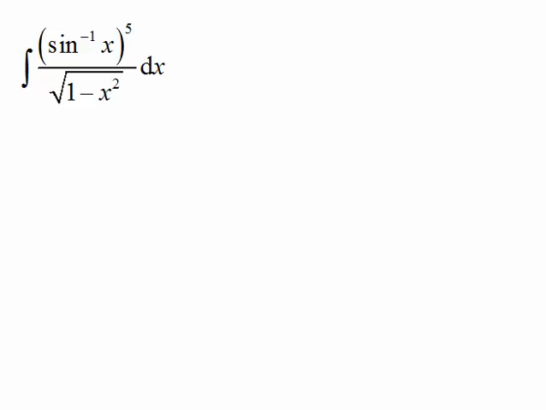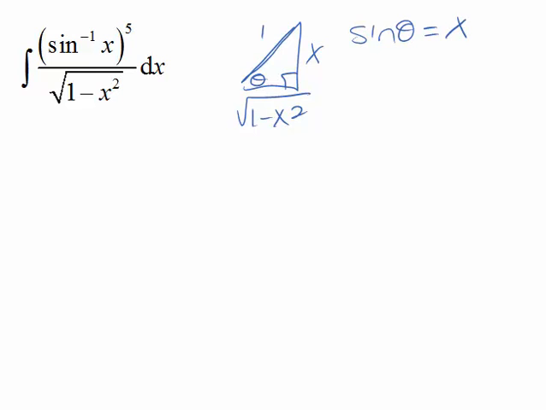Okay, I'm seeing this inverse sine and this stuff here, so I think I'm going to go with a trig sub. So I'm going to draw me a triangle, and I'm going to label the sides, this being the hypotenuse and this being x, so that this is the square root of 1 minus x squared, and here's my theta. So I'm going to have sine theta equal x over 1, and dx is going to be cosine theta d theta.